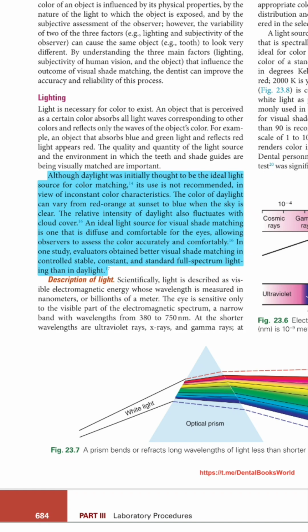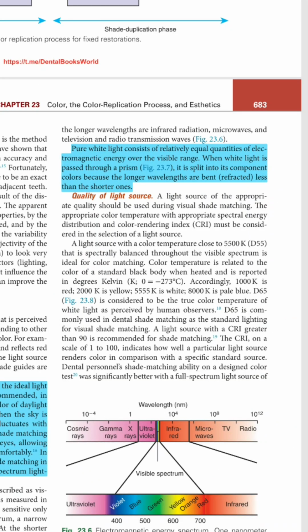We usually say that when you want to take the color of the teeth, take it in daylight. Although initially this is a good idea, it is not recommended. The reason is that the color of daylight varies from red-orange at sunset to blue when the sky is clear. Also, it is affected by the cloud cover. So, using a light source that is comfortable to the eyes, stable and constant, which has relatively equal quantities of electromagnetic energy, is the best type of light to be used when we want to take the color. So pure white light is the recommended light when we want to take the color of the teeth.